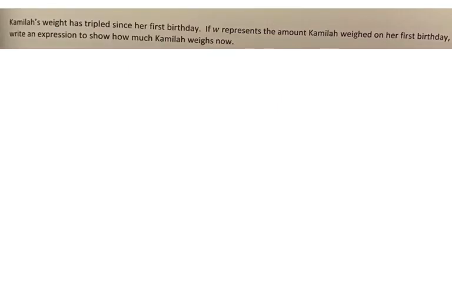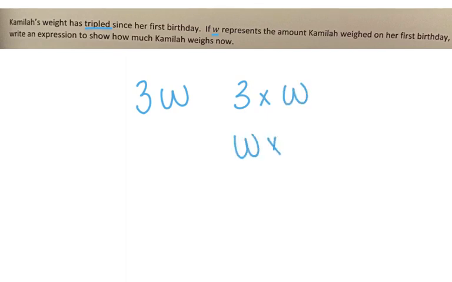Our next story problem is Camilla's weight has tripled since her first birthday. If W represents the amount Camilla weighed on her first birthday, write an expression to show how much Camilla weighs. So we're using W to represent weight on her first birthday. So we're going to have W. It tells us that her weight has tripled. So that is 3W. Or you could write 3 times W or W times 3. But remember, when possible, we do want to try to eliminate symbols. So this would be the best response, but all 3 of these are correct.